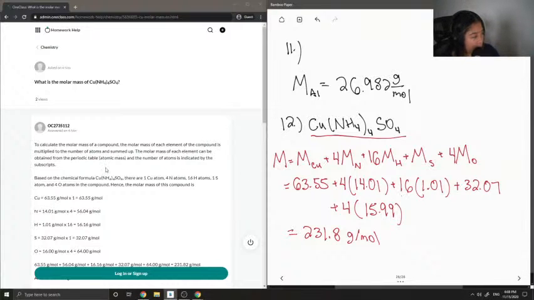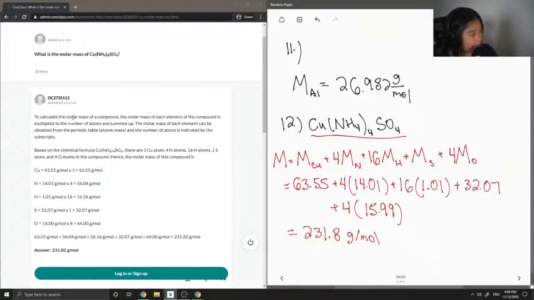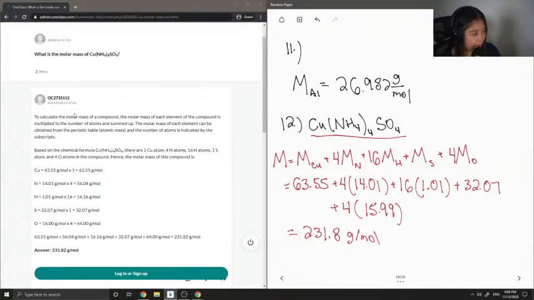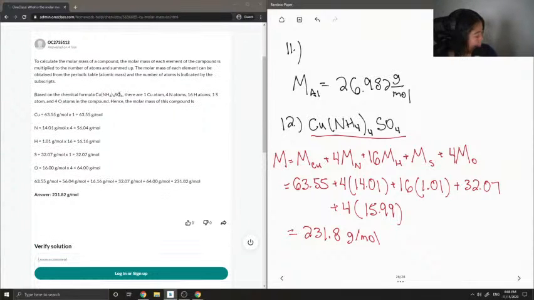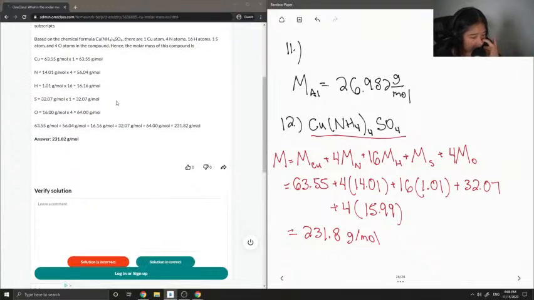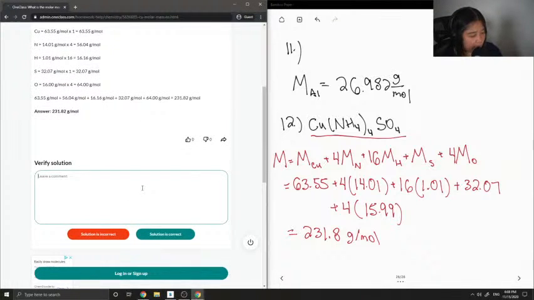Okay, so let's see what our junior tutor said. To calculate the molar mass of a compound, the molar mass of each element of the compound is multiplied by the number of atoms and summed up. Molar mass of each element can be obtained from the periodic table, atomic mass, and the number of atoms is indicated by subscripts. Based on the chemical formula, copper NH4 SO4, there is 1 copper atom, 4 nitrogen atoms, 16 hydrogens, 1 sulfur, and 4 oxygens in the compound. And they also got a total molar mass of 231. So this solution is correct.